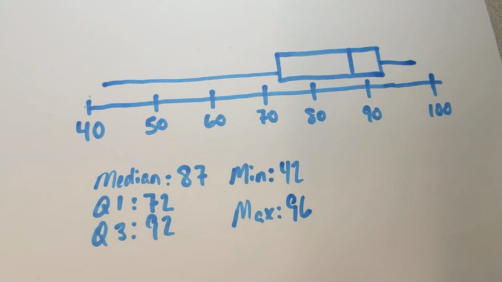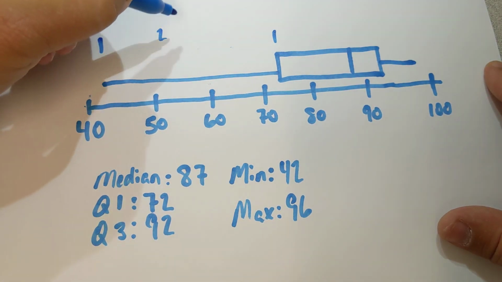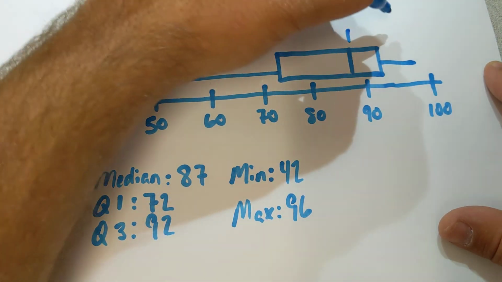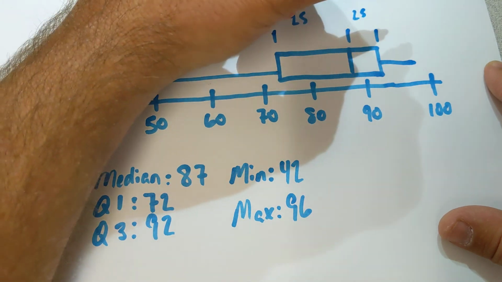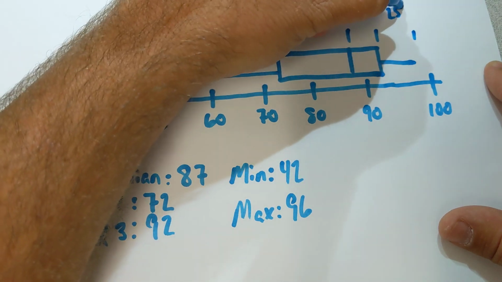Some of the questions that we can look at and answer with this are, number one, at least 75% of the students received a score of what or more? If we remember, this point to this point is 25%. This point to this point is 25%. This point to this point, 25%. And this point to this point, 25%.